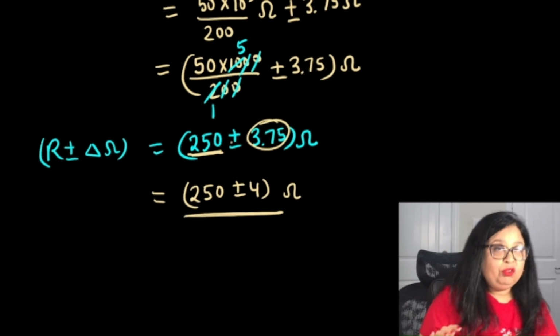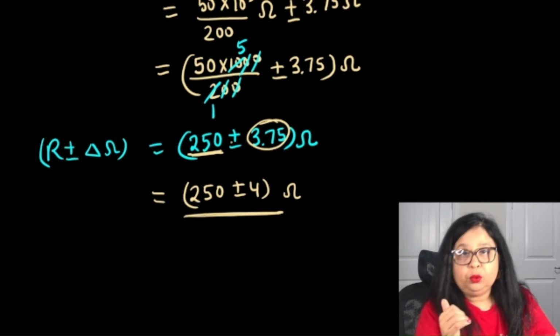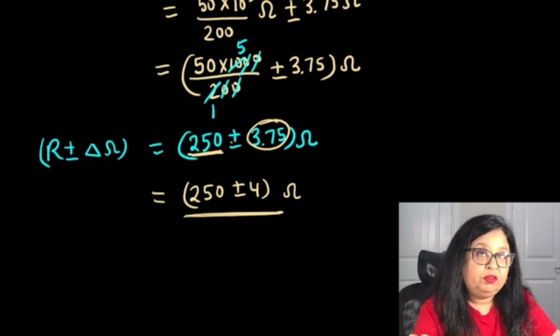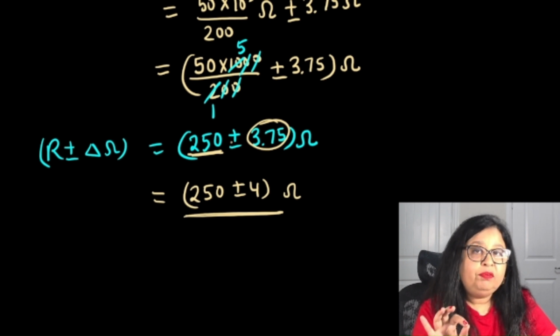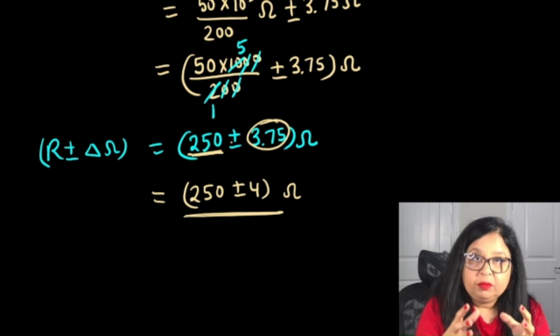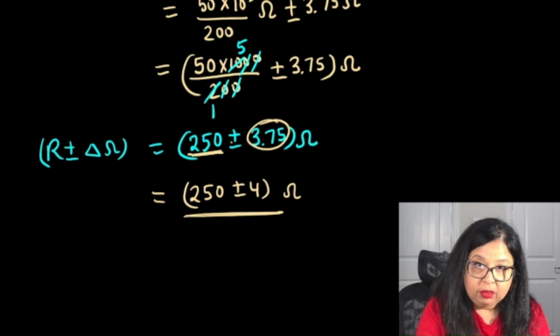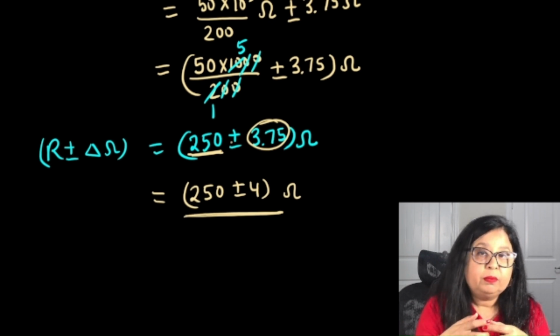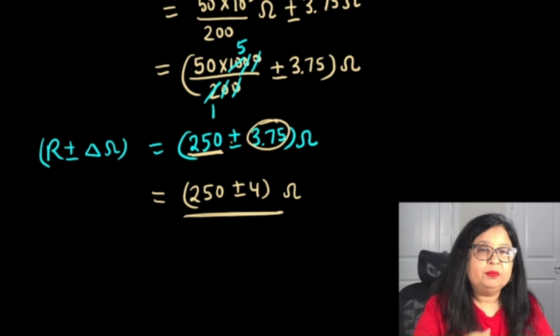Alright, so these two problems, number 1 and number 2, both are based on resistance, but they're different problems. The first problem is based on adding the resistance in series and parallel and finding the equivalent resistance and the uncertainty in the resistance. And the second problem is based on Ohm's law. Let's see what the third problem is based on.